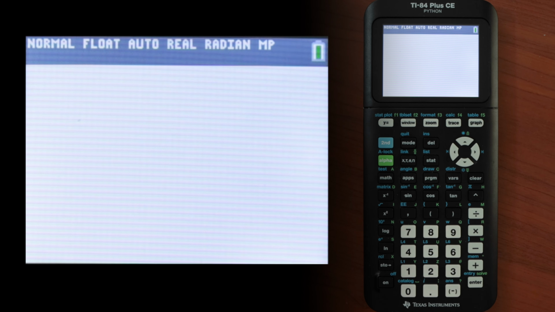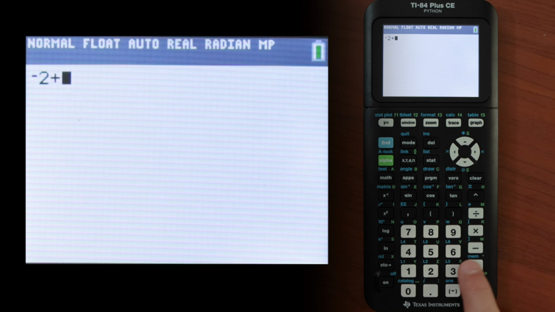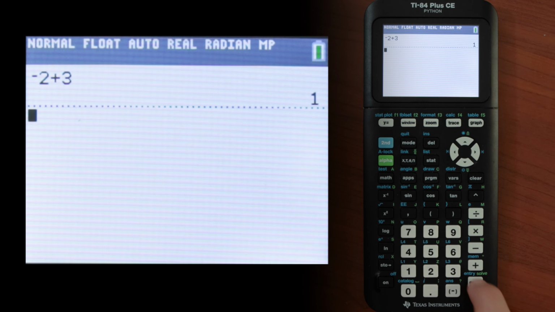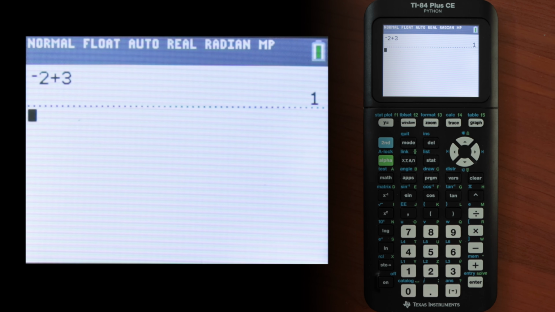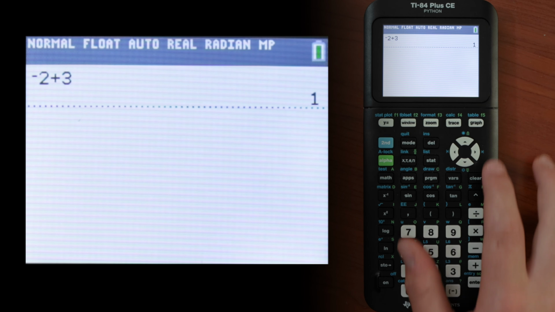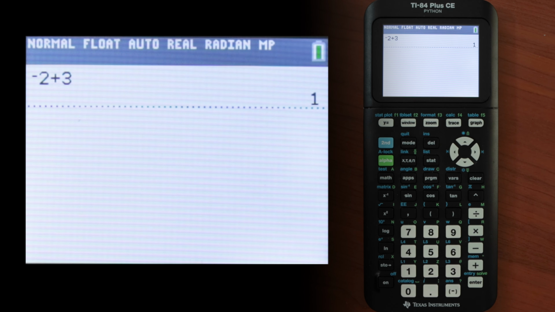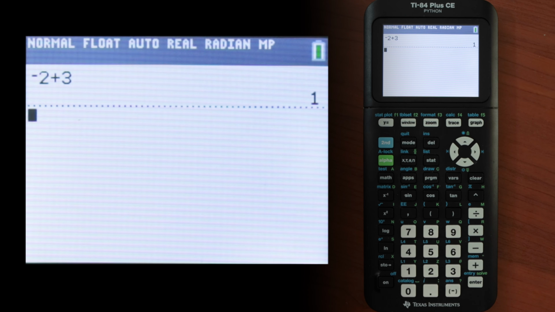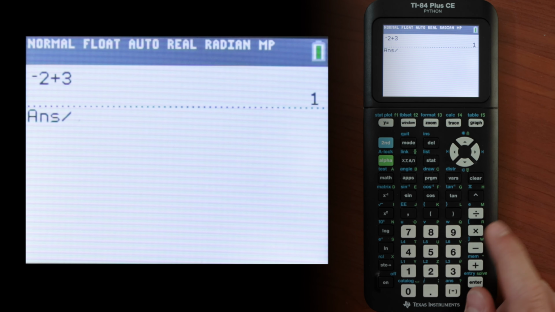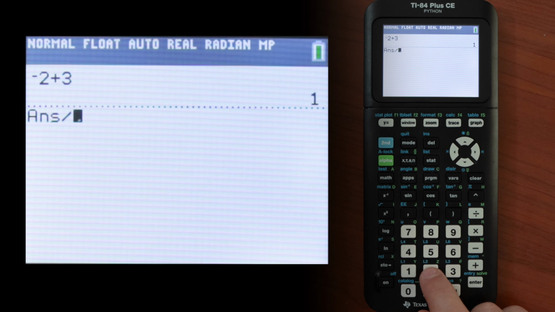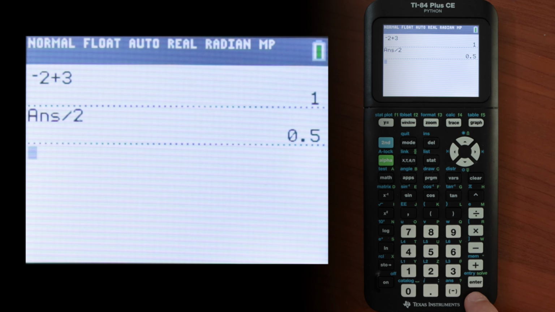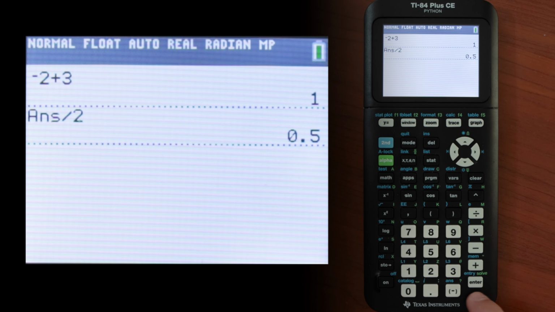Supposing I wanted to write -2, I'd have to write -2, and suppose I wanted to add 3 plus 3, and then I could enter. But what if I want to alter my previous answer in some way? We have 1. Well, what if I want to get 1/2? Well, I could hit the divide button. I could enter 2. And that is how you alter your previous answer.